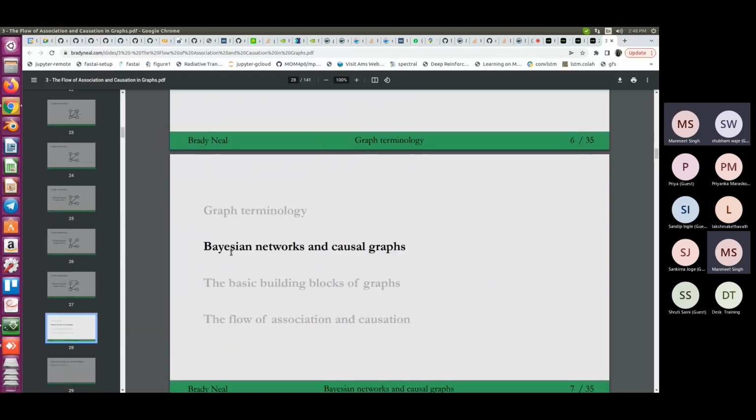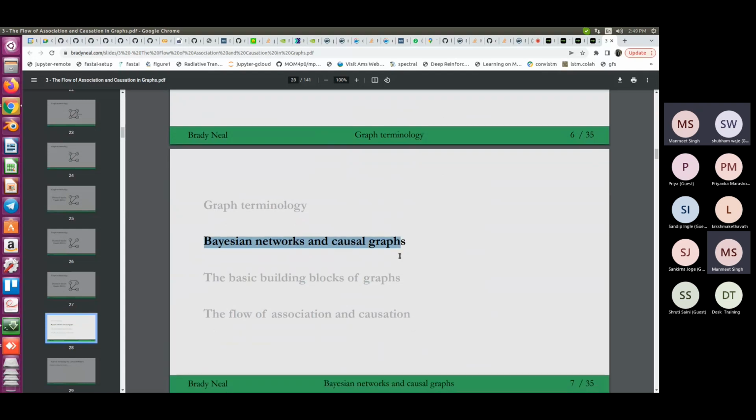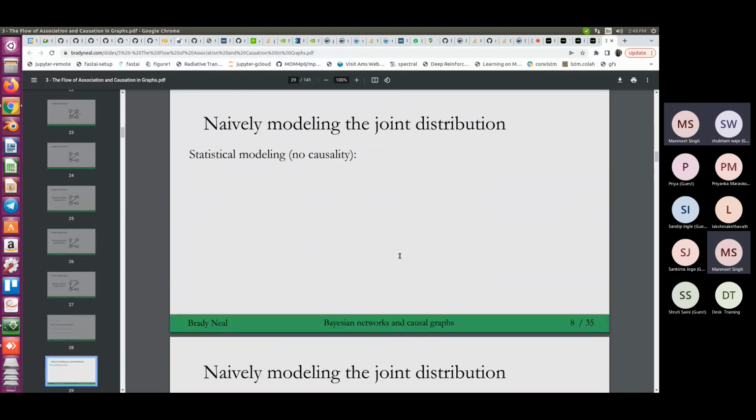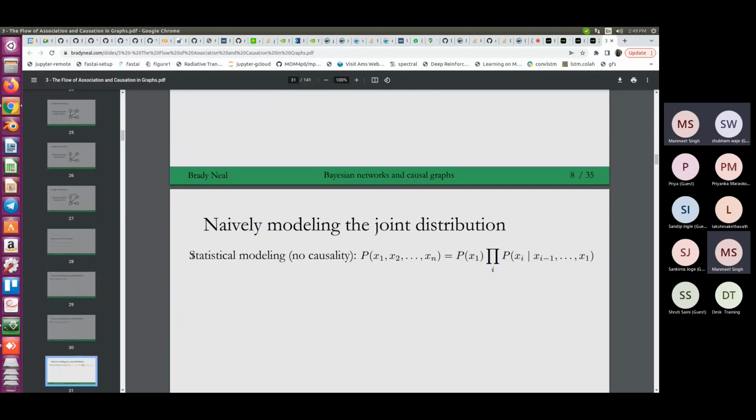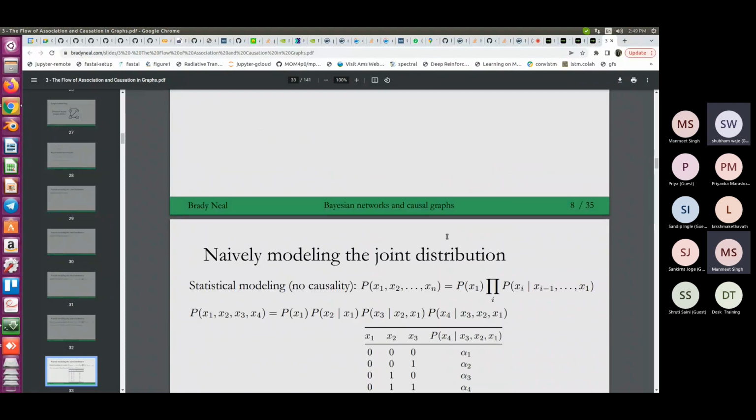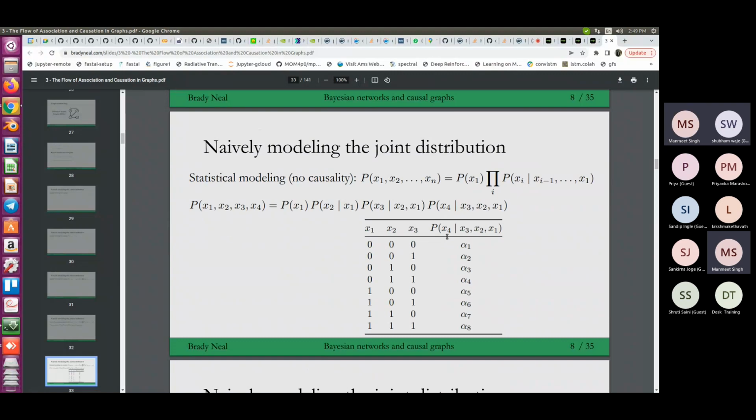Now we'll talk about Bayesian networks and causal graphs. You can compute the joint probability distribution of x1, x2, up to xn, which will basically be the probability of x1 multiplied with the probability of xi given xi minus 1 up to x1. So you can model the joint probability distribution.